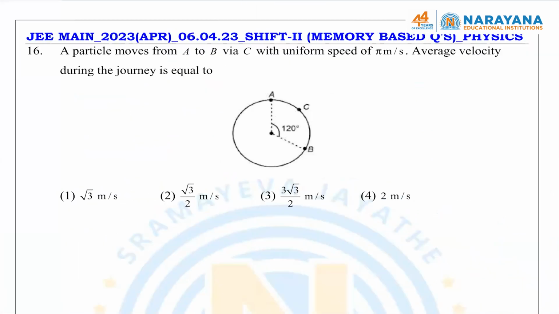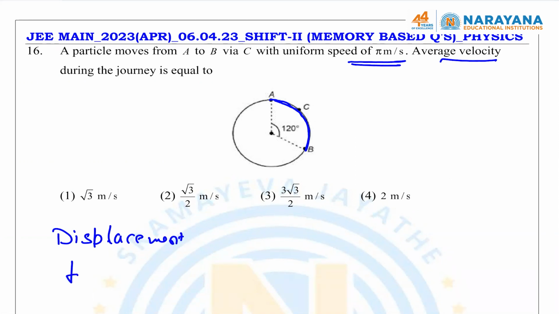All right, the next question. We have a particle moving from A to B via C. Okay, so it goes like this. With the uniform speed of 5 meters per second, we want to find average velocity. Now, average velocity is displacement upon time. So let's find the displacement.